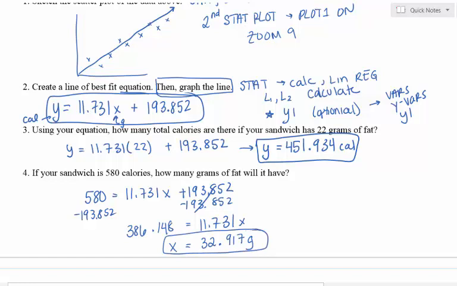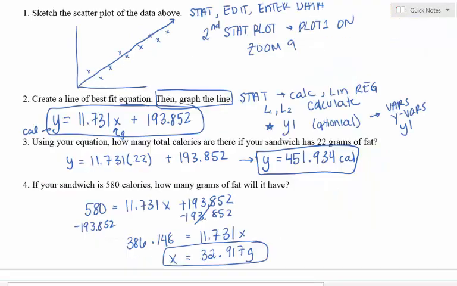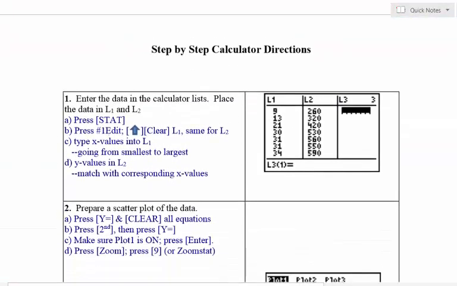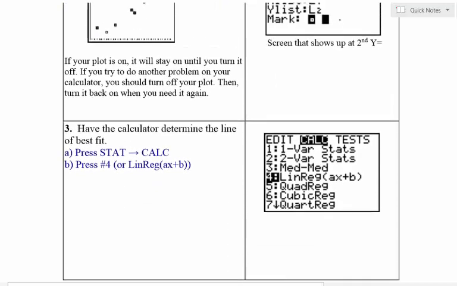So I went through that pretty quickly, but we have all of the buttons written down so you can do a problem just like this. Again, also, if you go to the next page, it has step-by-step directions. Stat, edit, clear, type in X values, type in Y values. You know, preparing the scatter plot. It is very thorough in what you need to do.